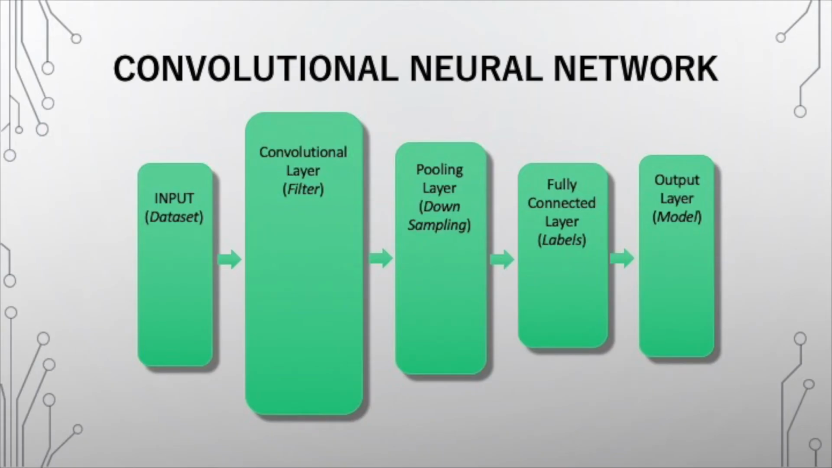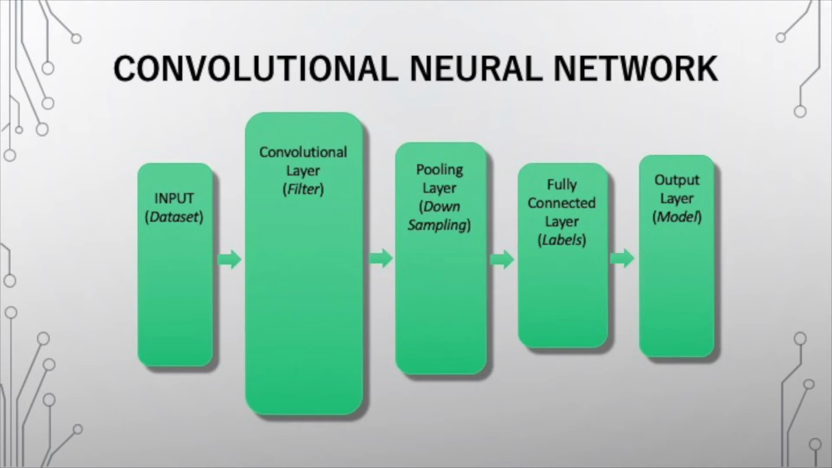So here we have a basic convolutional neural network workflow. We have our input, our convolutional layer, our pooling layer, our fully connected layer, and our output layer. So what does each do? Our input layer is our data set. In a convolutional neural network, that would be a directory that has lots and lots of images of different categories. For example, if we were doing a convolutional neural network on cats and dogs, we would have lots and lots of images of cats and lots of images of dogs. The second layer is the convolutional layer.